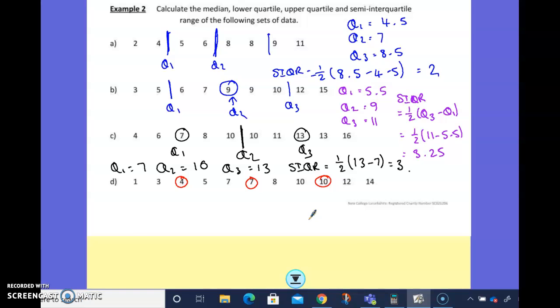Okay, so my Q1 is 4, Q2 is 7, Q3 is 10. A semi-interquartile range is a half of Q3 take away Q1, which in this case is a half of 10 take away 4. 10 take away 4 is 6, a half of 6 is 3.